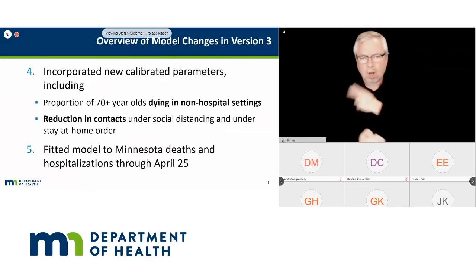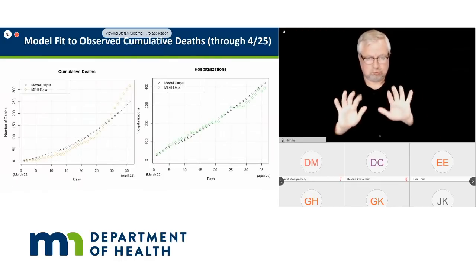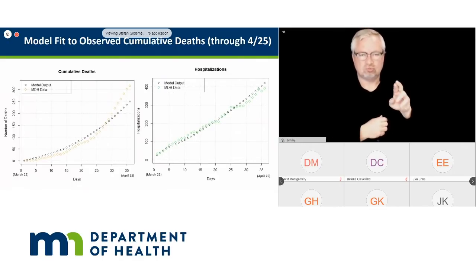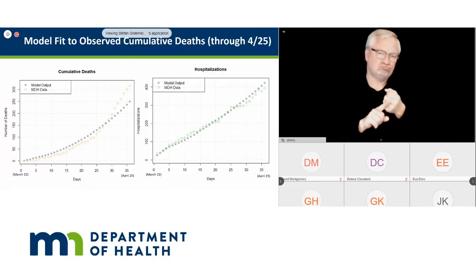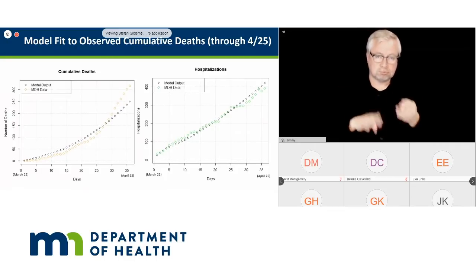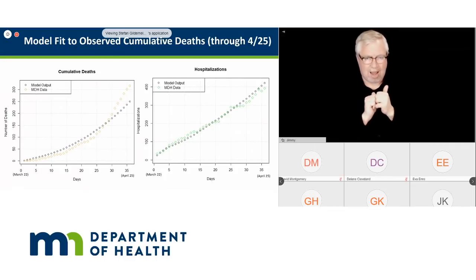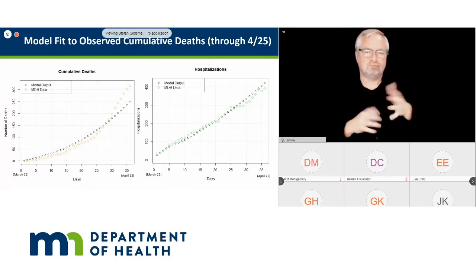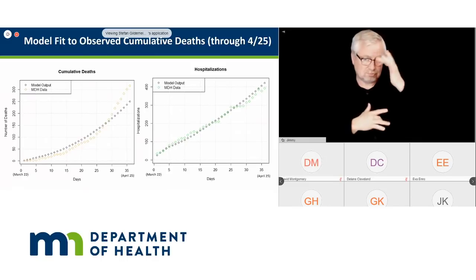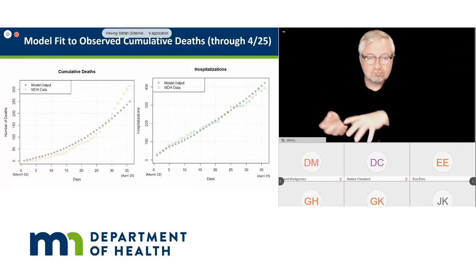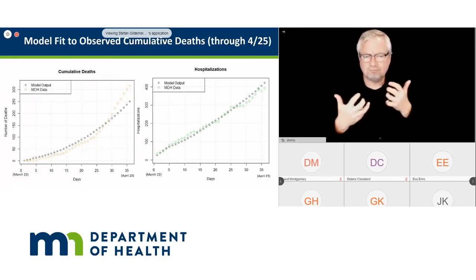And I'll pause here to ask Dr. Hens to walk you through the model fit graphs that I'm showing you here on cumulative deaths and hospitalizations, particularly with an emphasis on how the model deals with infections from hotspots such as food processing plants or long-term care facilities or other congregate settings. Eva, can you take a second?